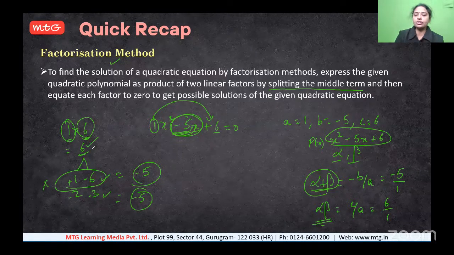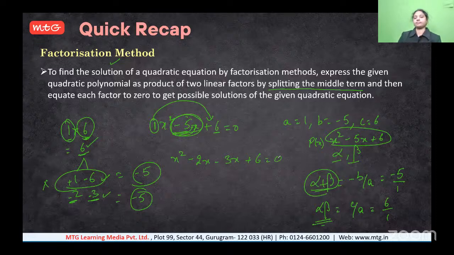How are you making those two factors? Their product should be same as the number that you got. Their sum should be same as the middle term coefficient. Now, how will I split this -5x? These are the two parts I got. So these two parts I will write as x square minus 2x minus 3x plus 6 is equals to 0.